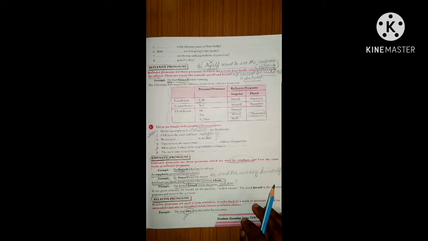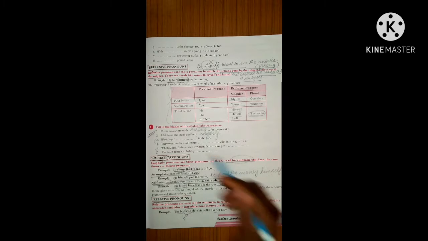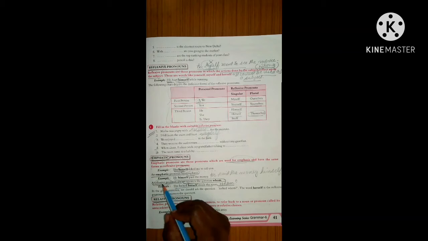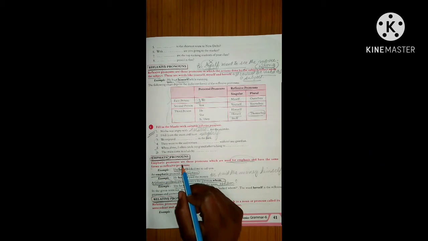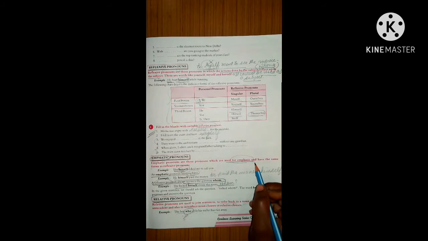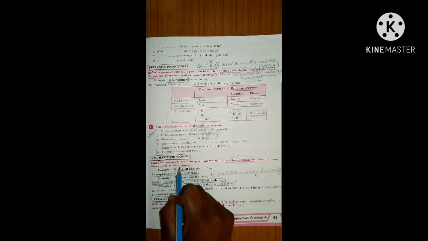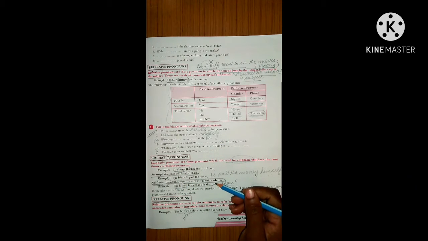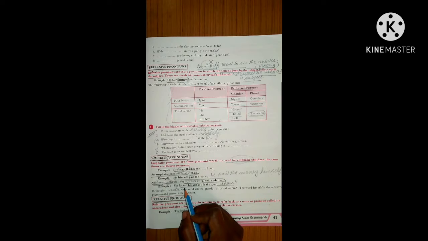Now, children, sometimes we get confused between reflexive pronouns and emphatic pronouns. Okay, now see how. Now let us read the definition of emphatic pronoun. Emphatic pronouns are those pronouns which are used for emphasizing and have some forms of reflexive pronouns also. That's why we get confused. So there is no need to get confused. Let us see the examples over here.